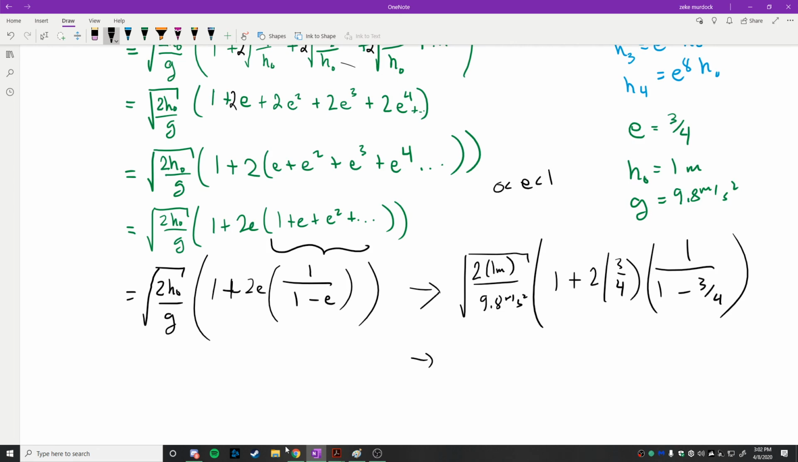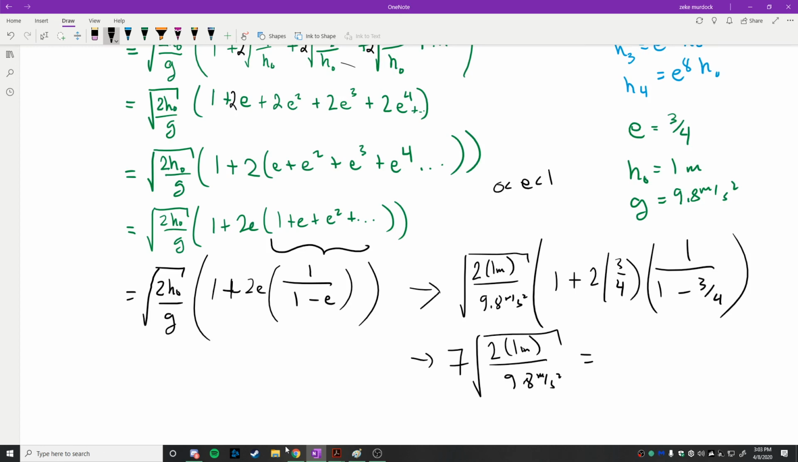Does that look right? Let's see. 1 over 1 minus 3/4 is a quarter. 1 over that is 4, which cancels out with that. 1 plus 6, so you get something like 7 times the square root of 2 times 1 meter divided by 9.8. Does that look right to you guys?